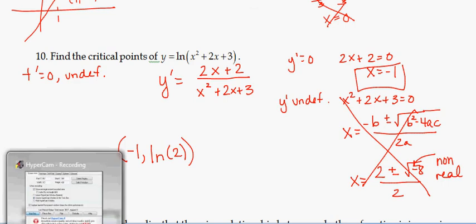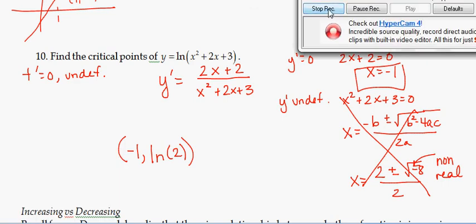And so that's pretty good with practice in terms of finding critical points. Certainly you're going to need some more practice, but that gives you an overview of how to find them.